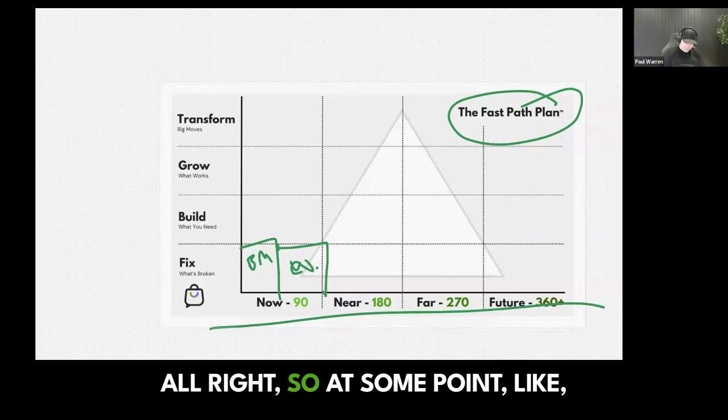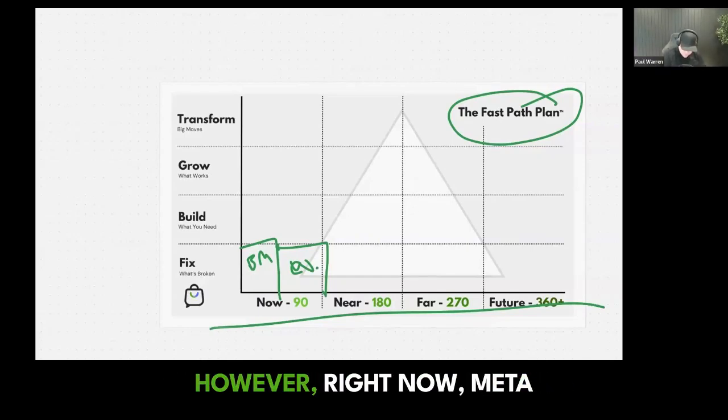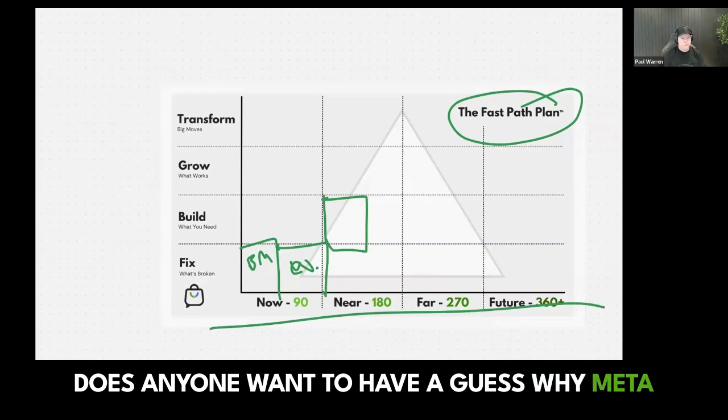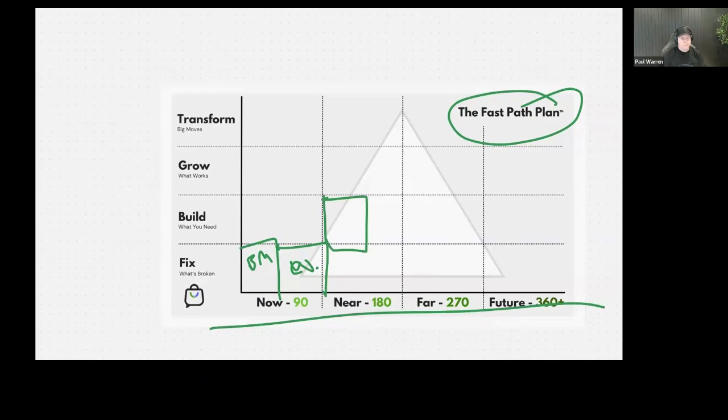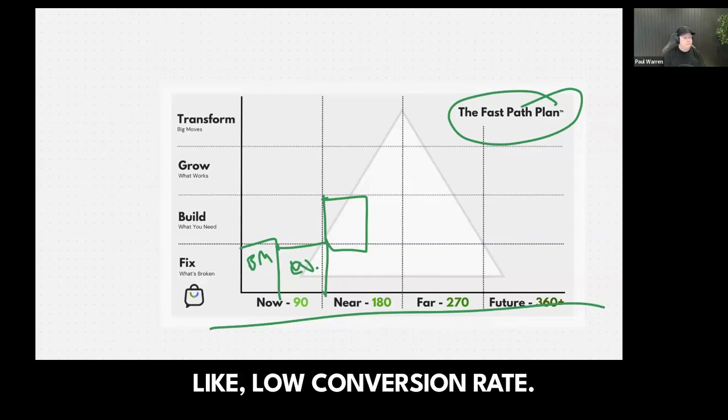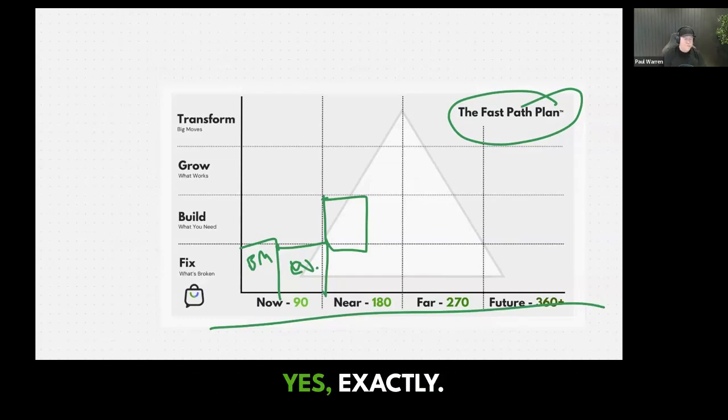Okay. All right. So at some point, meta ads will be a good idea. However, right now, meta ads is a terrible idea. Does anyone want to have a guess why meta ads would be a terrible idea right now? Anyone that's been here before, or if you know the answer, shout it out. Don't be embarrassed. Low conversion rate. Yes, exactly.